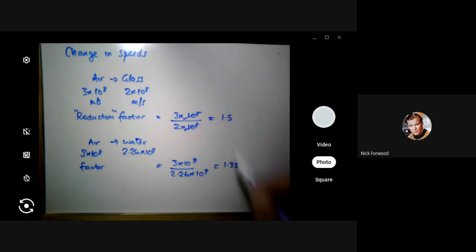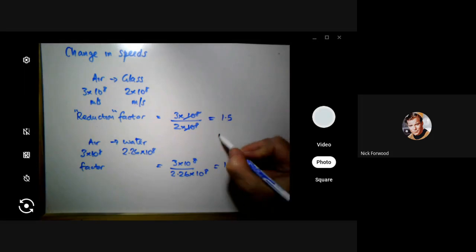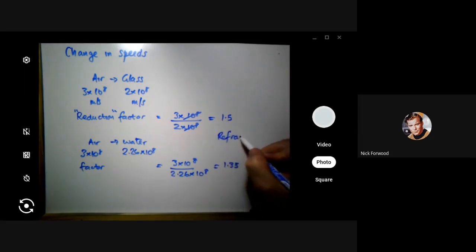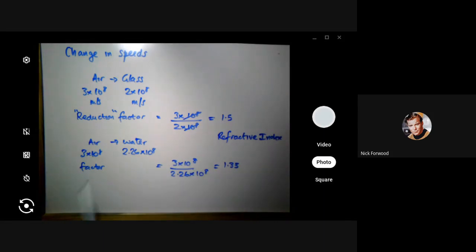Now these numbers are quite important, and the sort of reduction factor is actually called the refractive index. And again, these numbers are in the data sheet. The refractive indices of the two speeds is called the refractive index. That's in the data sheet, and also the speeds are in the data sheet. So you could be asked to work out what is the refractive index when light travels from air to glass, and you would just be able to do that simple sum, and you end up with the refractive index.